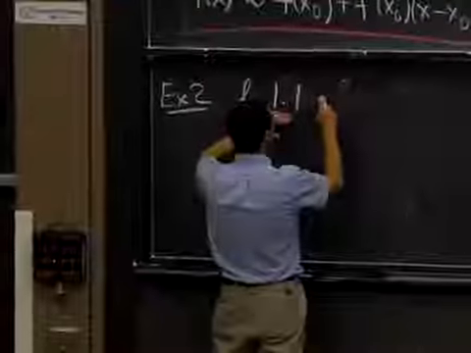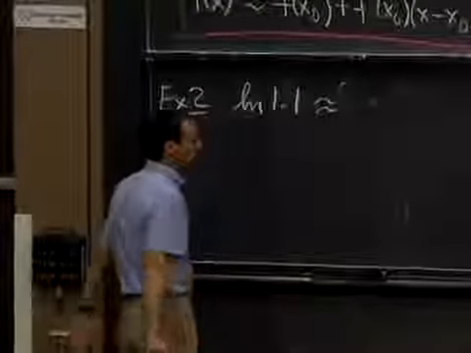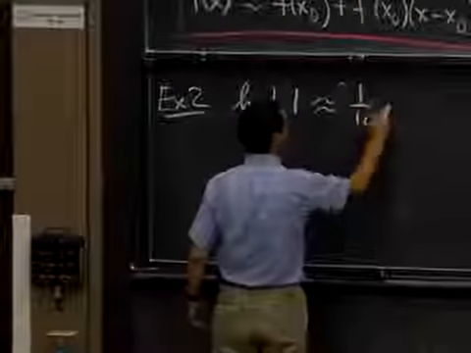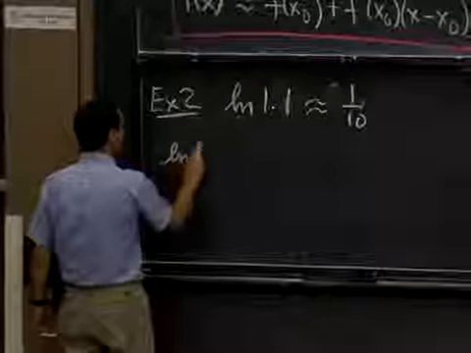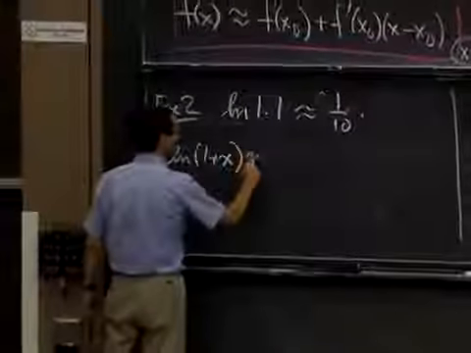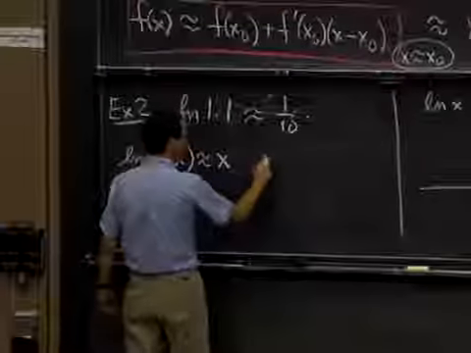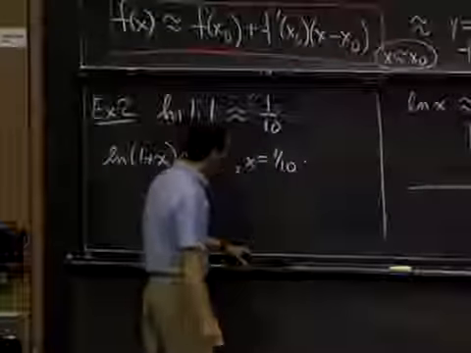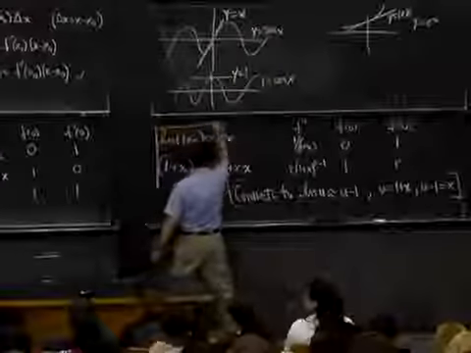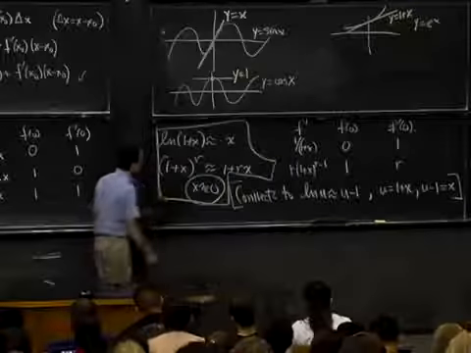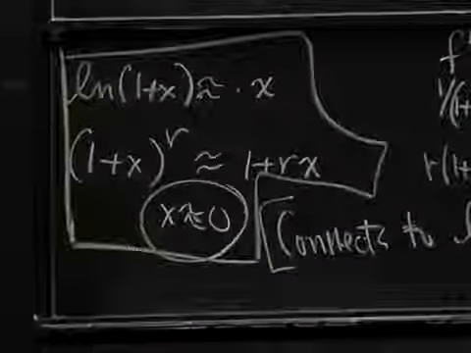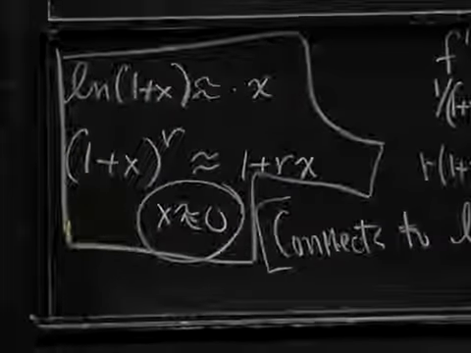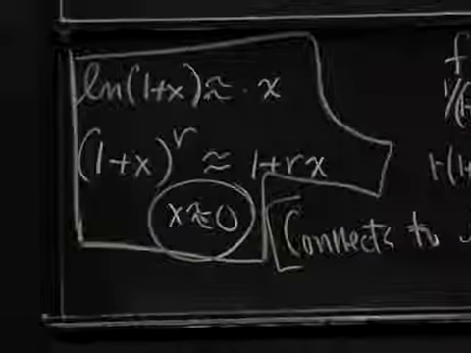So I claim that according to our rules, I can glance at this and I can immediately see that it's approximately a tenth. So what did I use here? I used that the log of 1 plus x is approximately x, and the value of x that I used was a tenth. All right, so that is the formula. So maybe I should put a box around these two formulas too. That's this formula here applied with x equals a tenth. I'm claiming that a tenth is a sufficiently small number, sufficiently close to 0, that this is an OK statement.